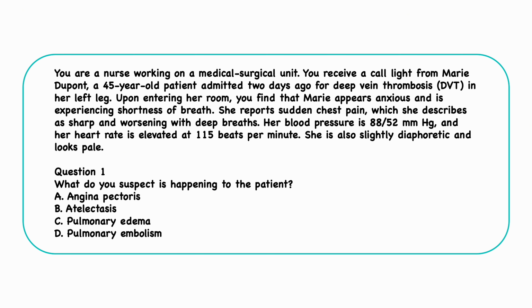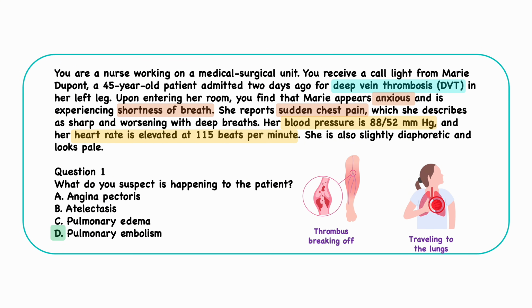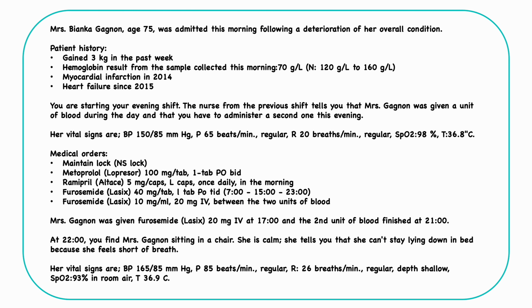Case example. Marie Dupont presents with DVT. She has sudden onset of chest pain, shortness of breath, anxiety, low blood pressure 88/52 millimeters of mercury, tachycardia. These symptoms suggest a possible pulmonary embolism. A patient with DVT is at risk for the thrombus breaking off and traveling to the lungs, potentially causing a pulmonary embolism.